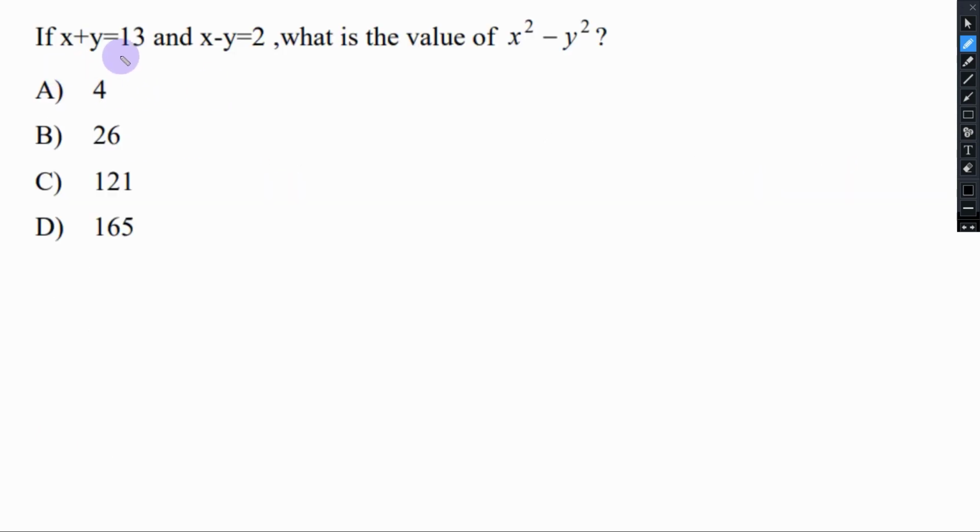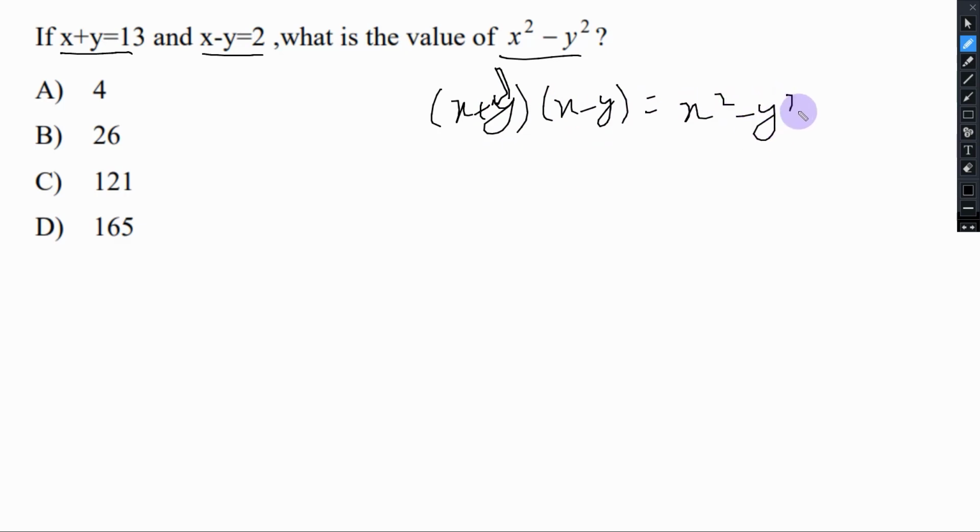Okay, next question. Here it is saying if x plus y equals 13 and x minus y equals 2, what is the value of x squared minus y squared? So here we need to use the formula (x plus y)(x minus y) equals x squared minus y squared. If you expand like this, some values will cancel, and the remaining will be x squared minus y squared.